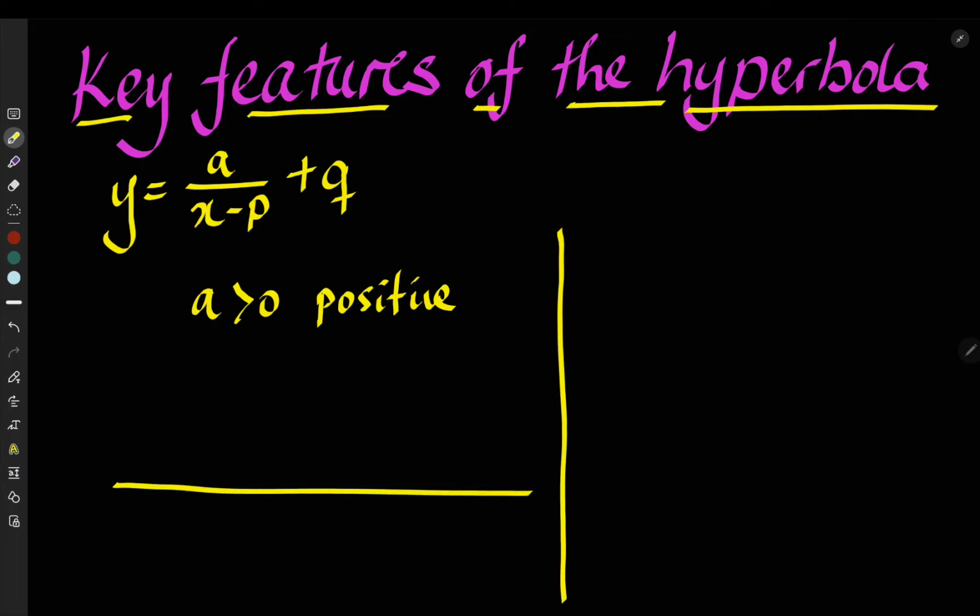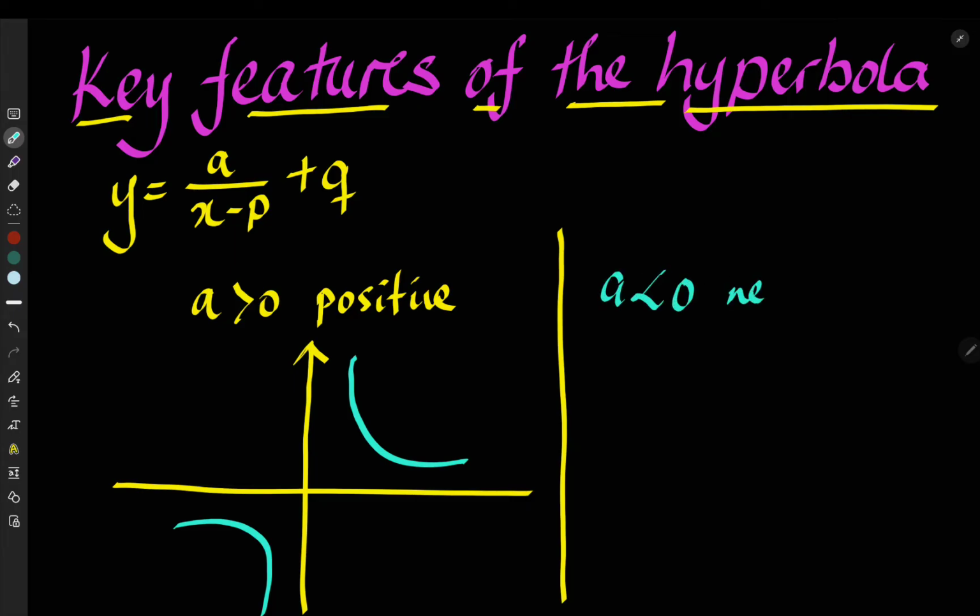So let's say this is now your horizontal asymptote and this is the vertical asymptote. So the graph that results will be a graph in this format. It will be in this quadrant and that quadrant. So the moment you've got A as positive, know that the pieces of the graph will be in those two quadrants. Then if A is less than 0, so A is negative, that's what it means.